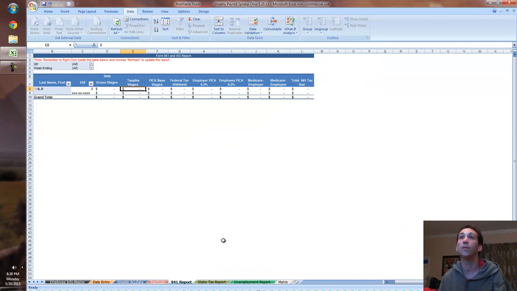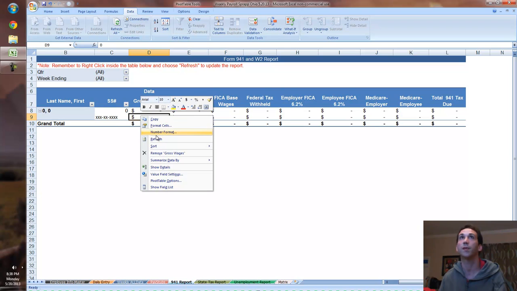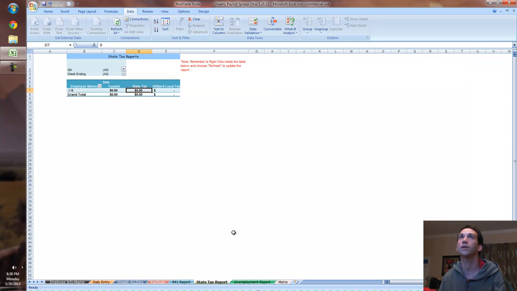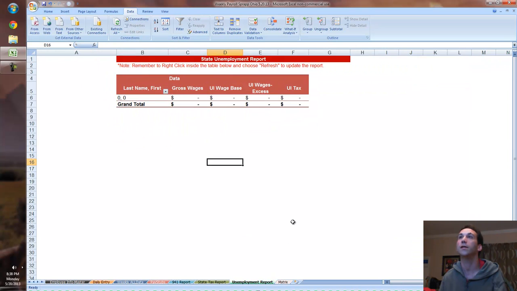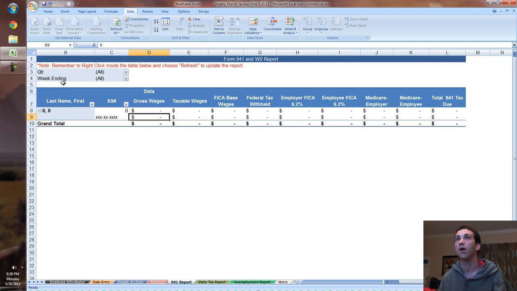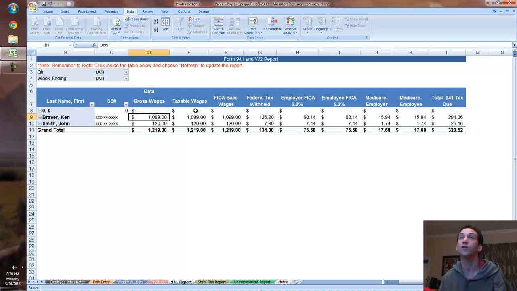So you also have reports. You have a 941 report that you have to file, sometimes quarterly, sometimes monthly, depending on the size of your business. These are all pivot tables. The 941 report, the state tax report, and the state unemployment report. All you do to get them to update, you have to do something. You click inside of them, you right-click, and you press refresh. And as soon as you do that, everything's going to populate.